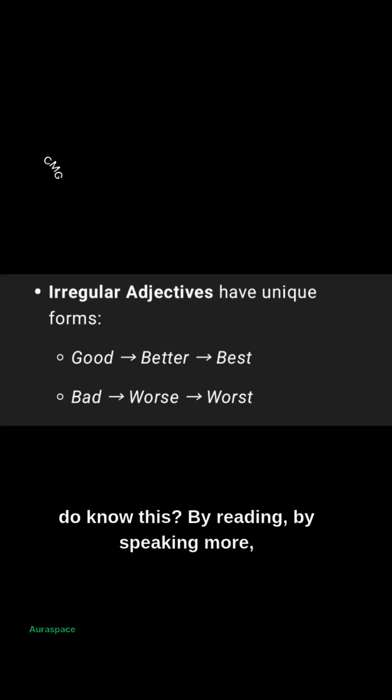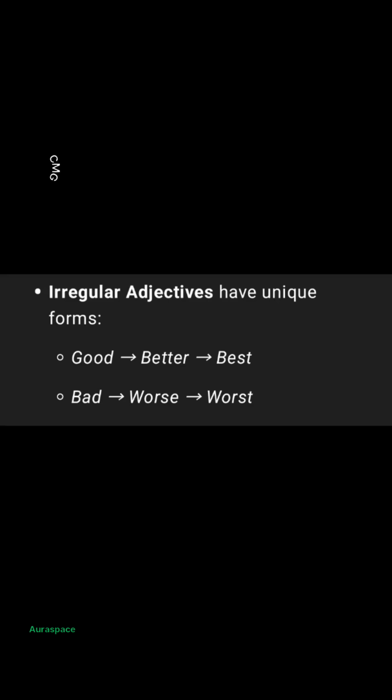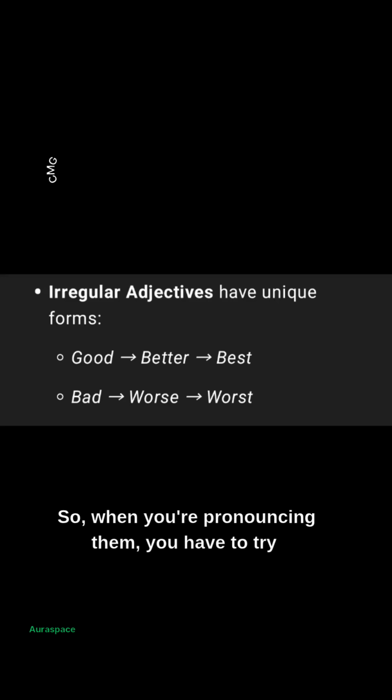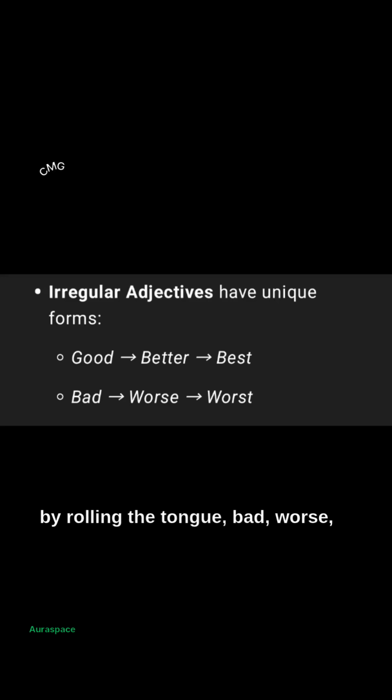And how do you know this? By reading, by speaking more, and then by writing also. So good, better, best, bad, worse, worst. When you're pronouncing them, you have to try and be rolling the tongue. Bad, worse, worst. That is it.